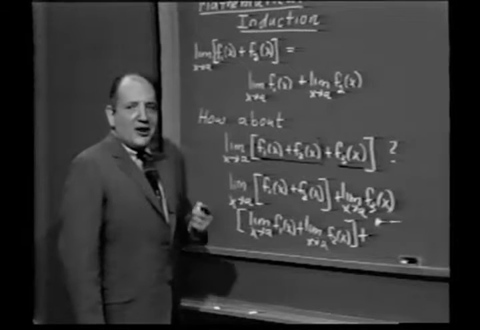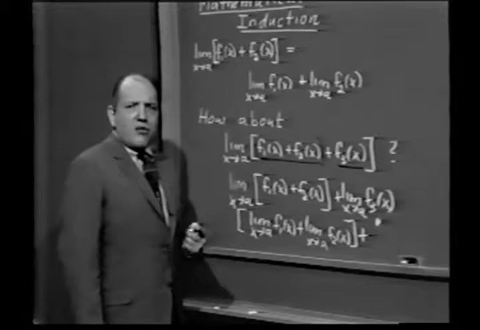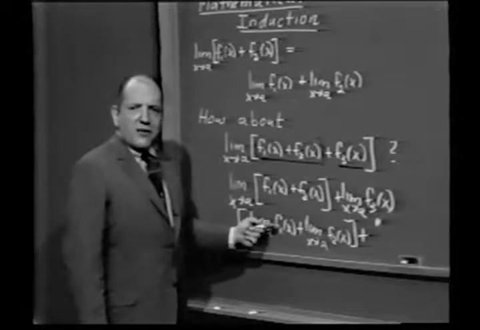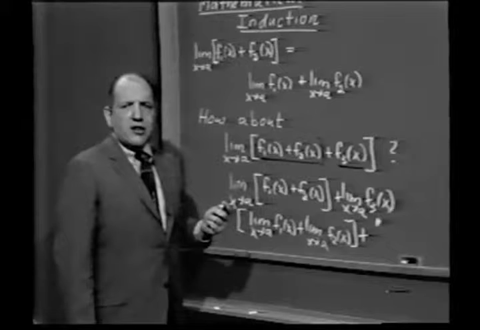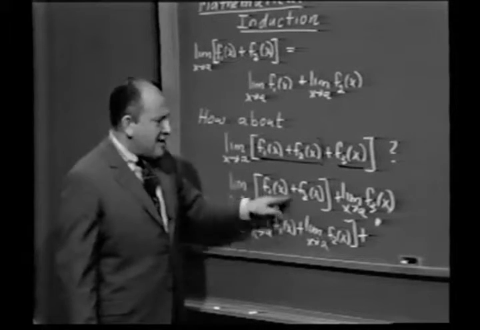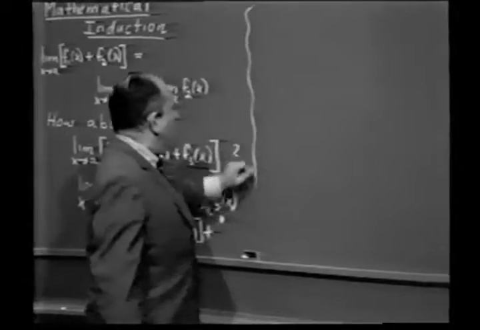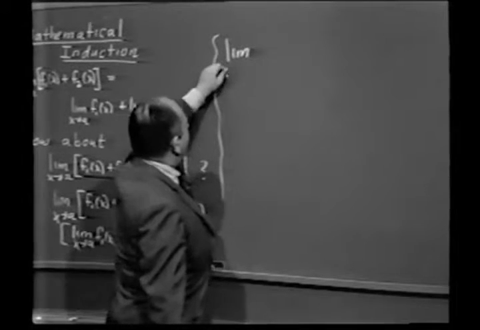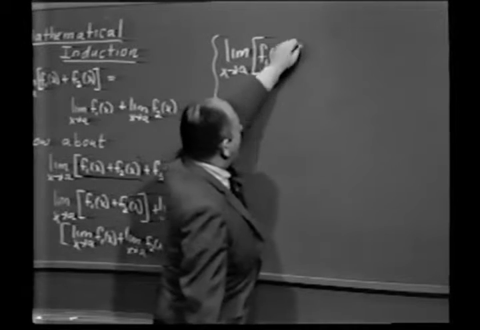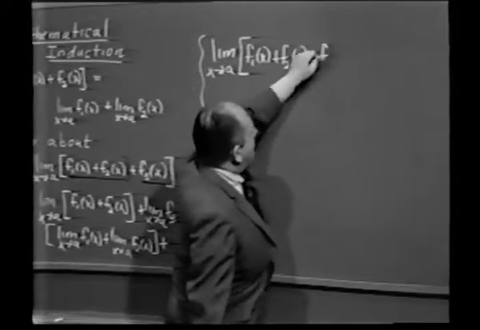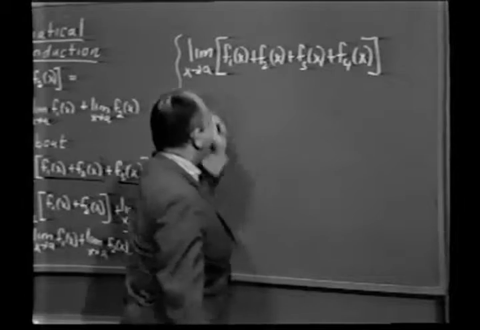And more importantly, the truth for three hinged directly on the truth for two. In other words, it wasn't just that we proved that the formula was true for the sum of three functions. We proved it on the assumption that it was already true for the sum of two functions. And by the way, notice how we may now begin to suspect that this idea generalizes. For example, let's take a look over here. Suppose I now said, how about the limit as x approaches a, and we'll now take the sum of four functions, f1 of x, plus f2 of x, plus f3 of x, plus f4 of x. What about something like that?